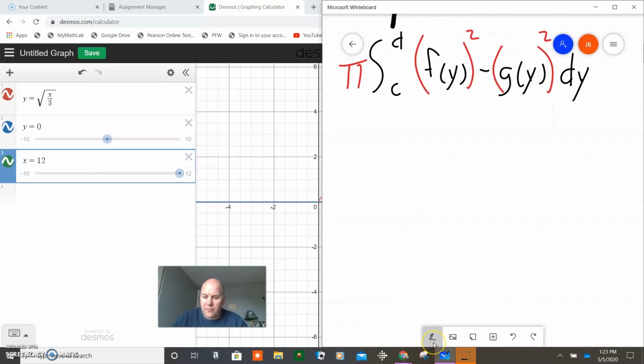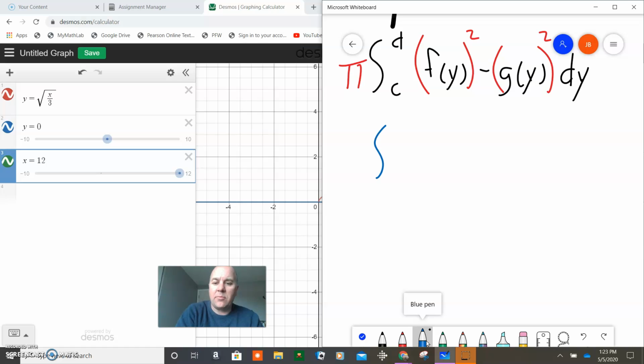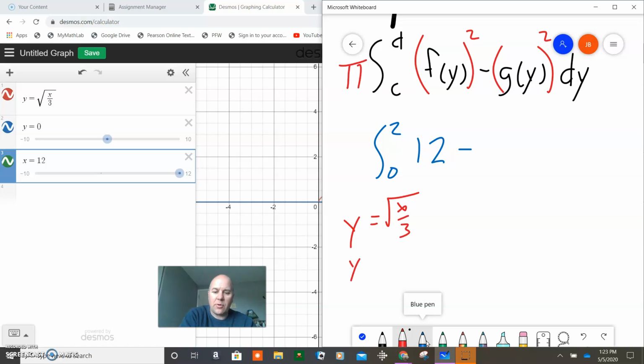So it's going to be from, I'm going to do it in a blue color, from 0 to 2, top minus bottom. So it's going to be the 12 minus. Now the problem is y equals the square root of x over 3. I got to solve this for x equals. So I square both sides and times by 3. And that's the equation that I want.